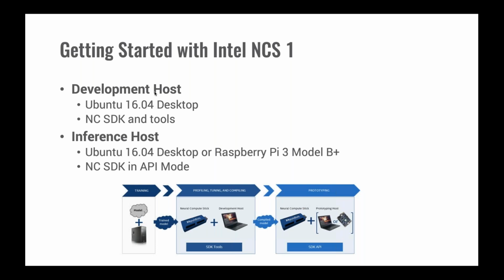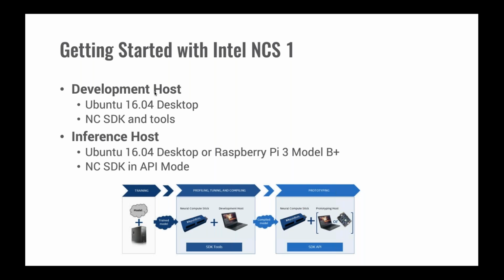The inference host, where you actually run the graph in real time for inferencing, can be either the same Ubuntu 16.04 environment or even a Raspberry Pi 3. So there you're going to use the SDK in API mode. API mode is a shortened, constrained version of NC SDK that is meant for pure inferencing. It doesn't come with all the tools and the tool chain, but it is predominantly meant for loading the graph and performing some operations on it, which is very typical to inferencing. So that can be run on a Raspberry Pi.